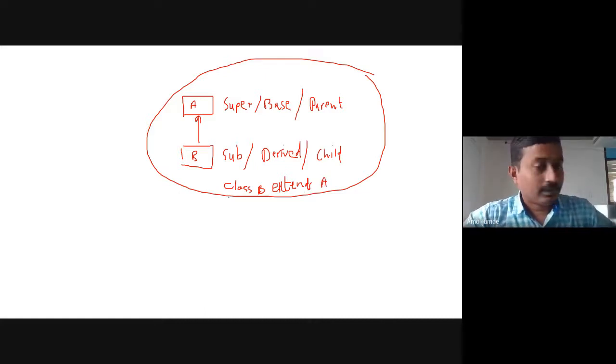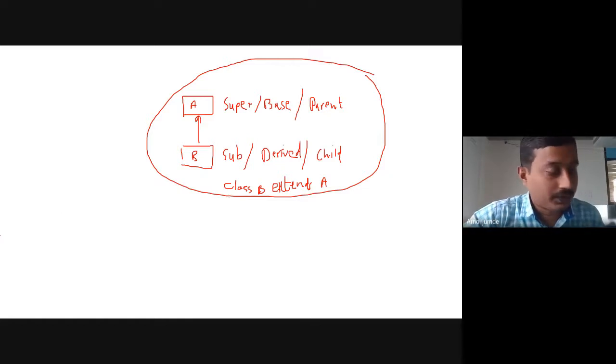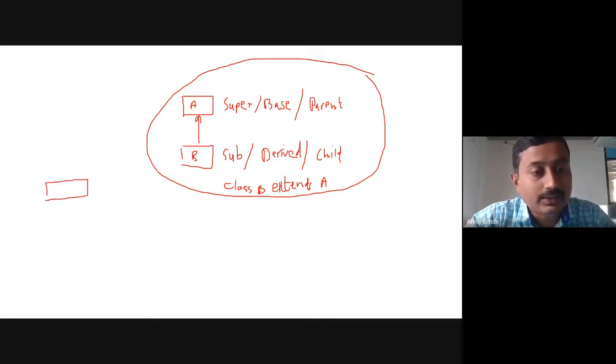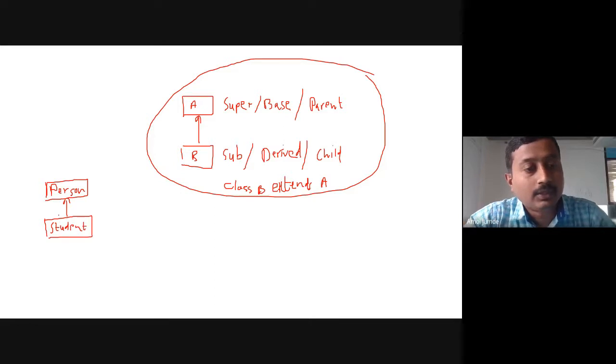So what we are going to do in this practical example is try to achieve the is-a relationship. We will define one person class. We know that a student is a person, right? So we'll define a student class. This is an example of multi-level inheritance. So we have achieved the is-a relationship: student is a person.